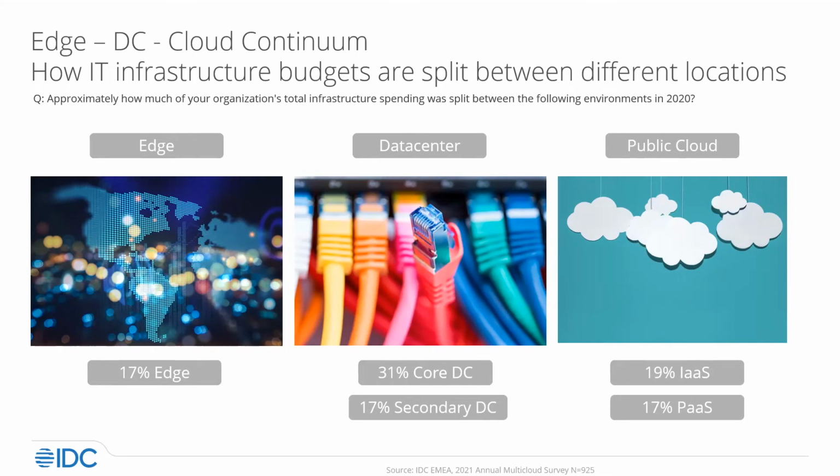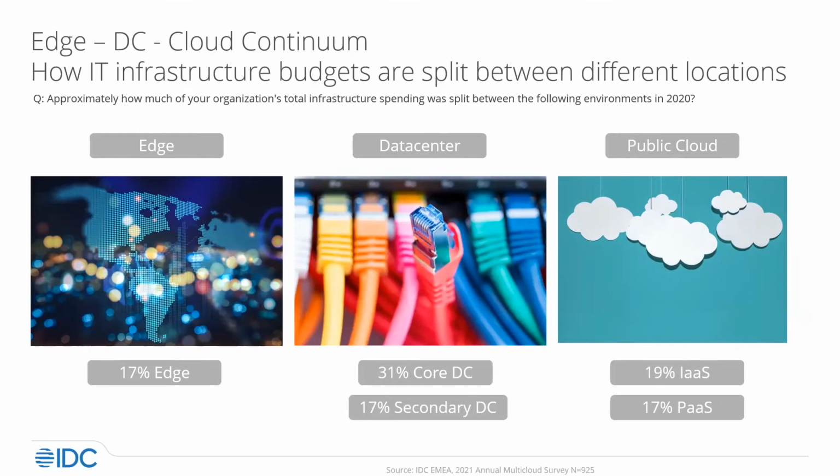So we have been asking organizations for several years how their IT infrastructure budgets are developing and how they are spending them. And as you can see, this year, organizations said that they are spending 31% of their budgets on the core data center. That is down from 43% 2 years ago. So the portion of spend dedicated to the core data center is decreasing over time, slowly but steadily.